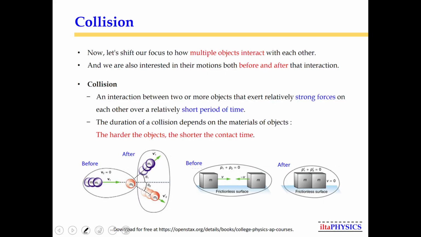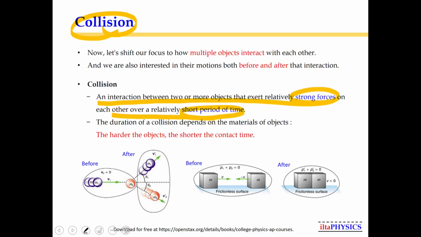From now on, we're going to focus on the motion of objects when multiple items interact with each other. Specifically, we'll divide the timeline into before and after the interaction to analyze how the motion of each object changes. The representative physical phenomenon that causes this change in motion is a collision. In physics, a collision refers to an interaction where a large force acts between two or more objects for a relatively very short period of time.